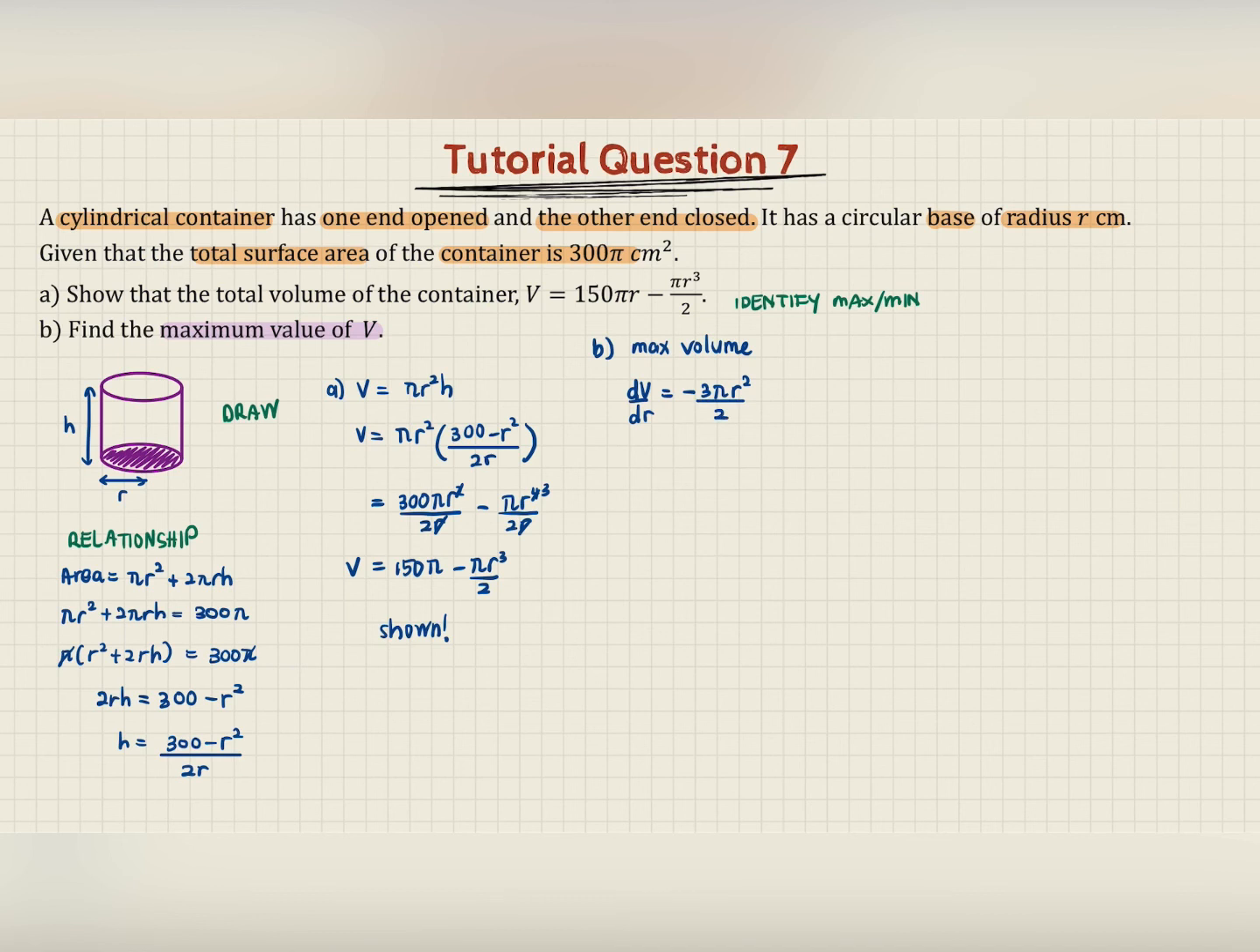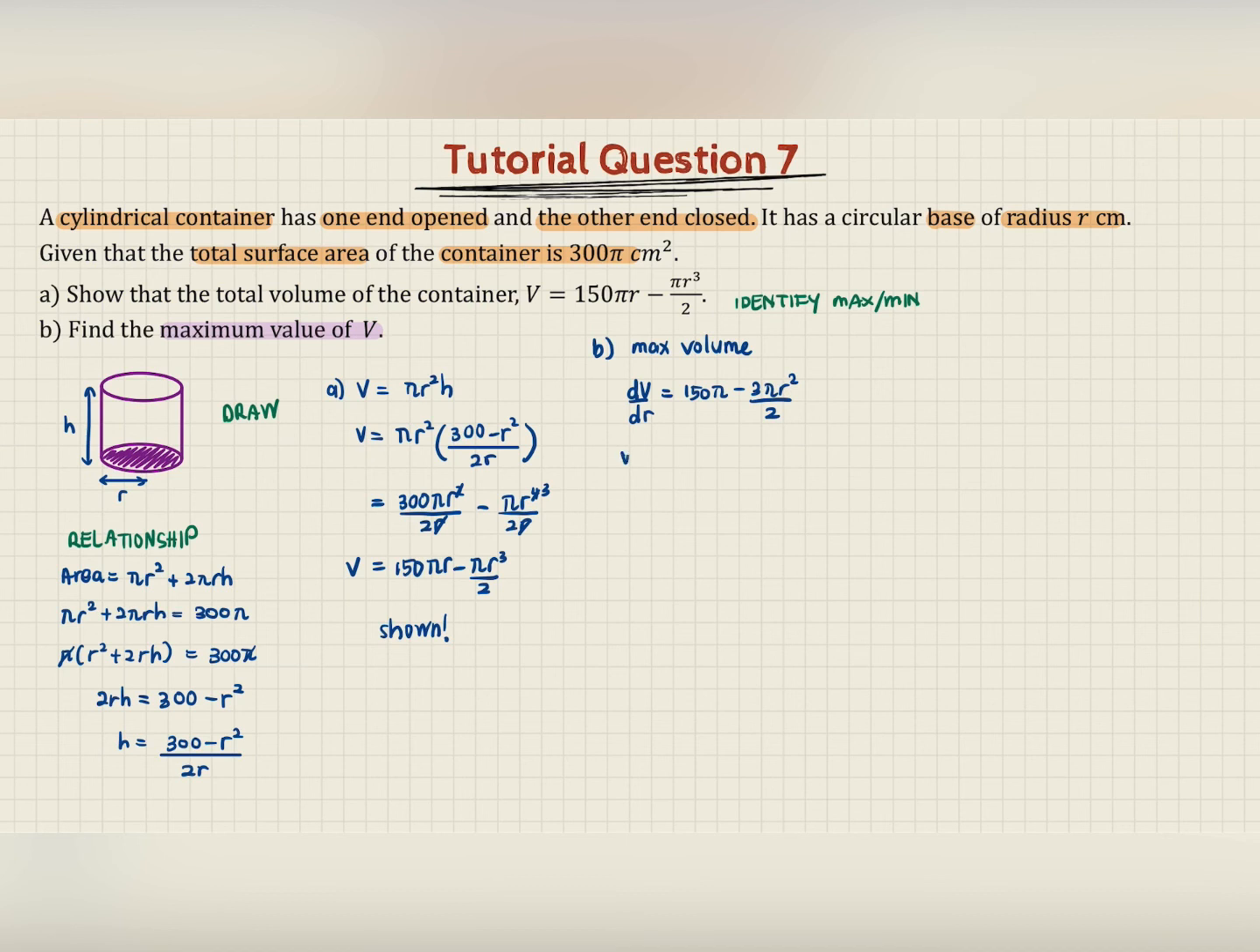This will be our second derivative test. Sekejap saya ada tertinggal something. Oh, here will be r. Sorry. Okay, saya ternampak sini ada r, so 150 pi r tolak sini. Tak sama tadi. Okay, baru nampak. Okay, balik semula. So differentiate akan dapat 150 pi minus 3 pi r squared over 2.